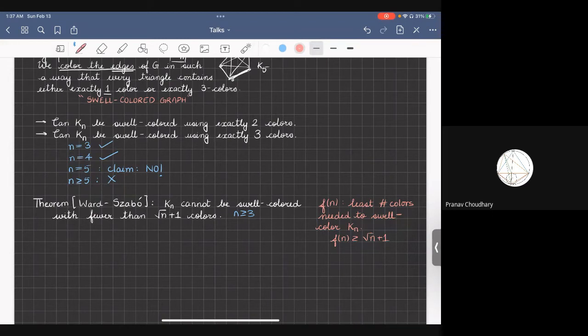Maybe I should add the constraint: I'm not allowed to use exactly one color.